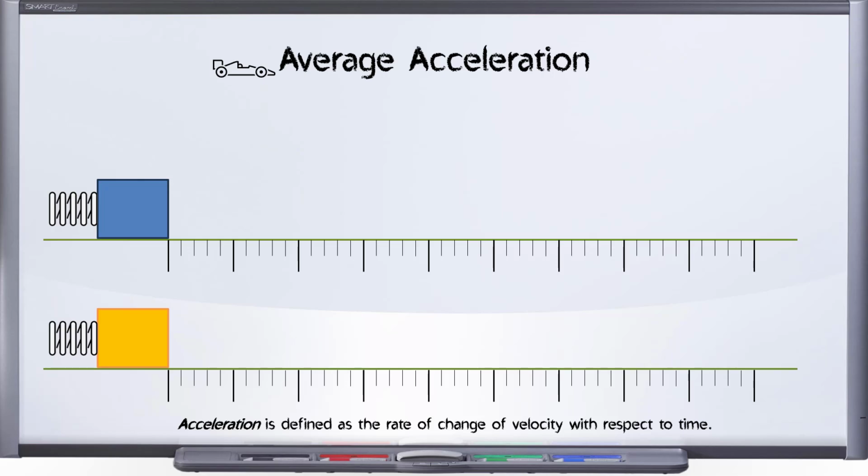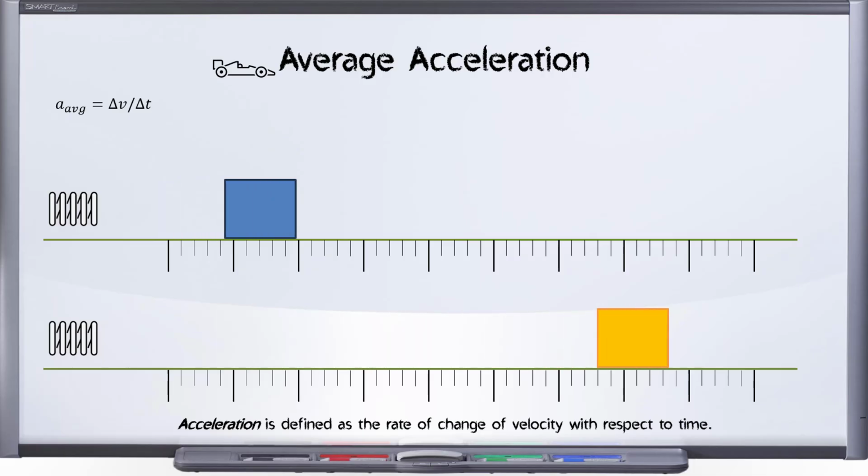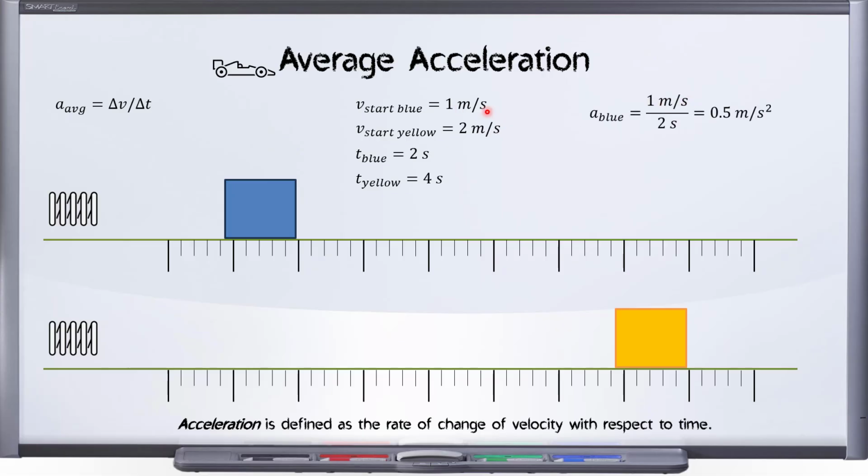The acceleration is the rate of change of velocity with respect to time. So the delta V over the delta T. What is the delta V? What is the delta T? The objects in question, this first one, started with 1 meter per second, and it took 2 seconds to come to a stop. So its delta V is 1. It went from 1 meter per second down to 0, so it changed 1 meter per second. And how long did it take to do that? It took 2 seconds to come to a stop. That is 0.5 meters per second squared.